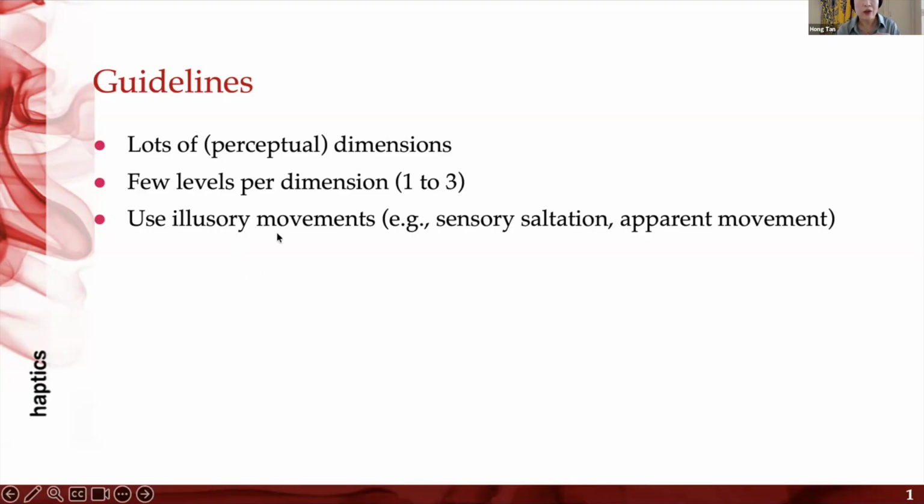The third one, which I won't have the time to go into in a lot of detail, but we discovered through the literature review, is that illusory movements are really, really powerful. You may or may not know sensory saltation, apparent movement. This just means when you have a discrete array of vibrators, for example, by very carefully controlling the timing of how you turn on subsequent tactors, you can create this illusion of drawing a line on the body. These are very powerful, salient signals that people can perceive very well, and you can use that to encode information as well.